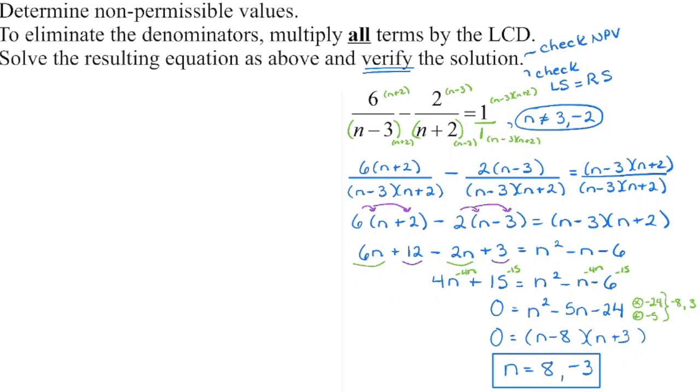So 8 and -3, those are both okay. This is +3, but that's okay. That's not -3. And then we're also going to substitute back in, and we're going to see, does the left side equal the right side?